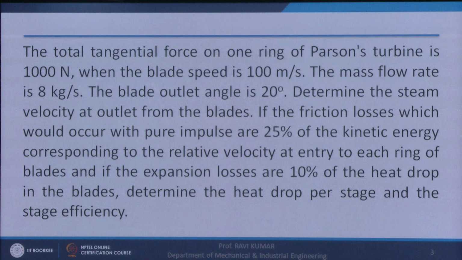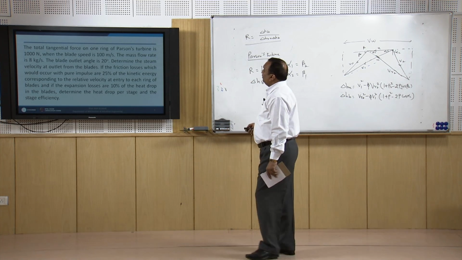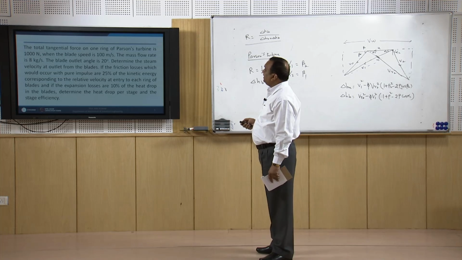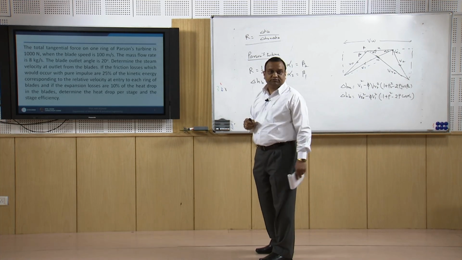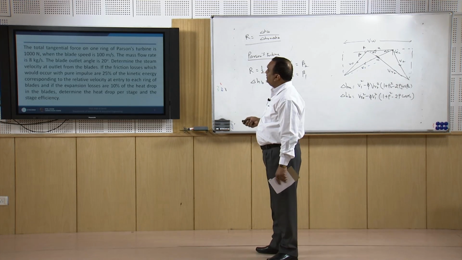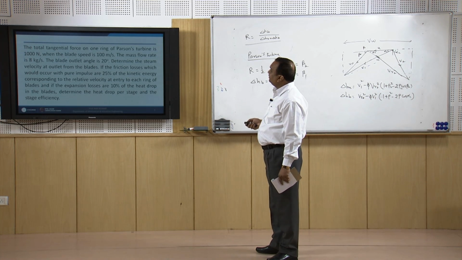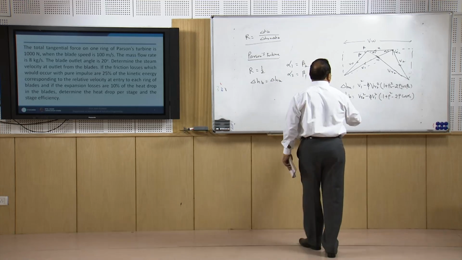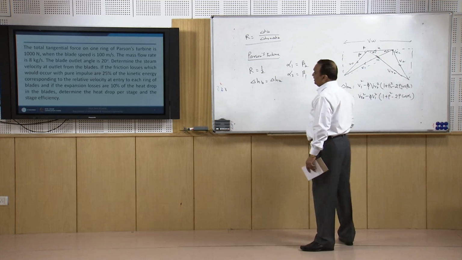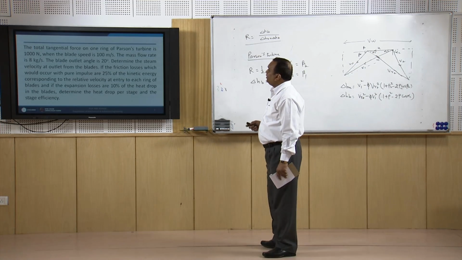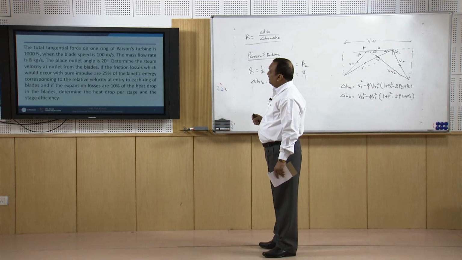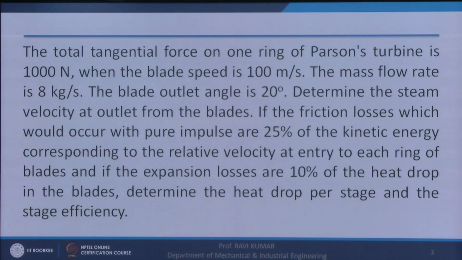In this numerical, the total tangential force on one ring of Parson's turbine is 1000 newtons. When blade speed is 100 meters per second, the mass flow rate is 8 kg per second. Blade speed means U, this U is 100 meters per second. The blade outlet angle is 20 degree. Determine the steam velocity at outlet from the blades.